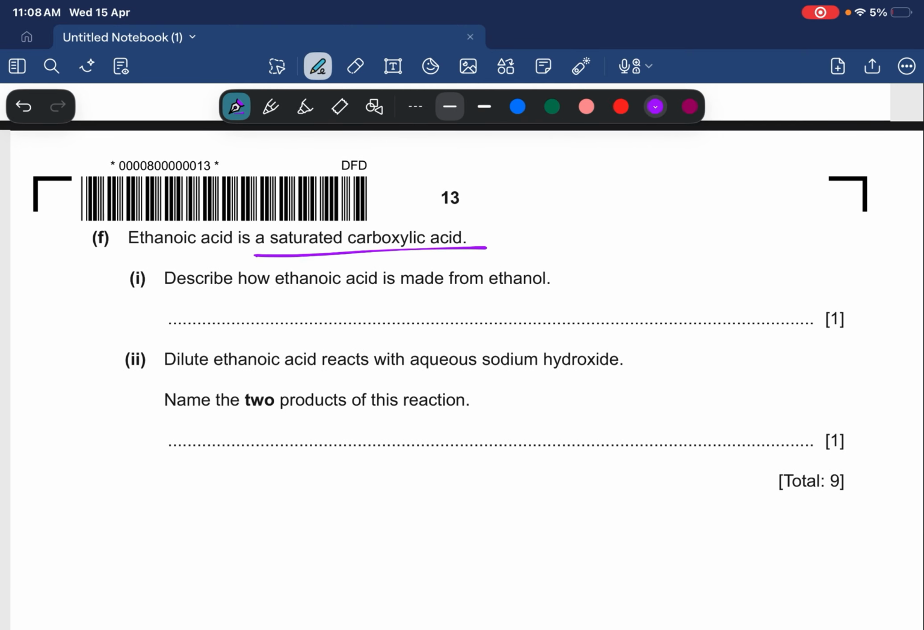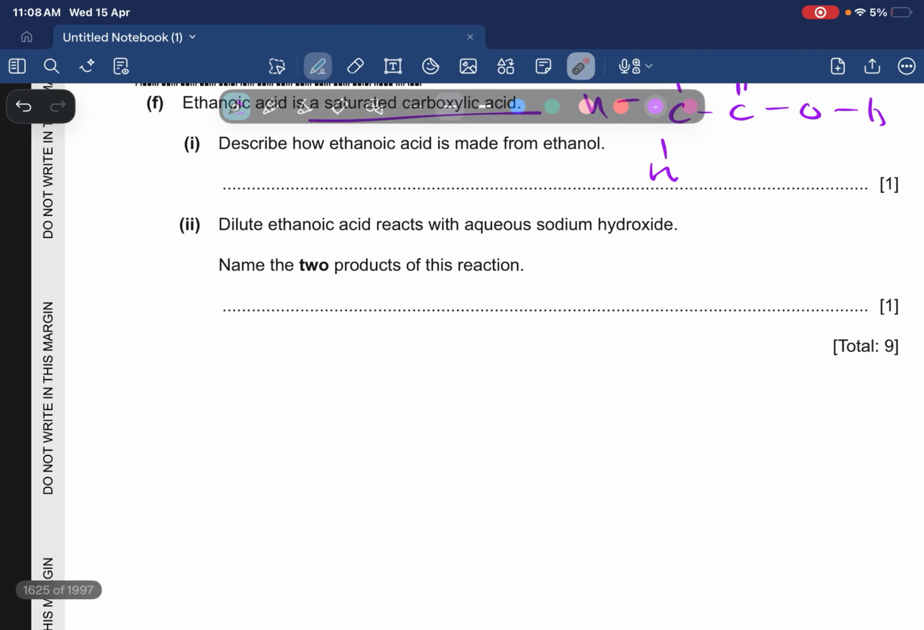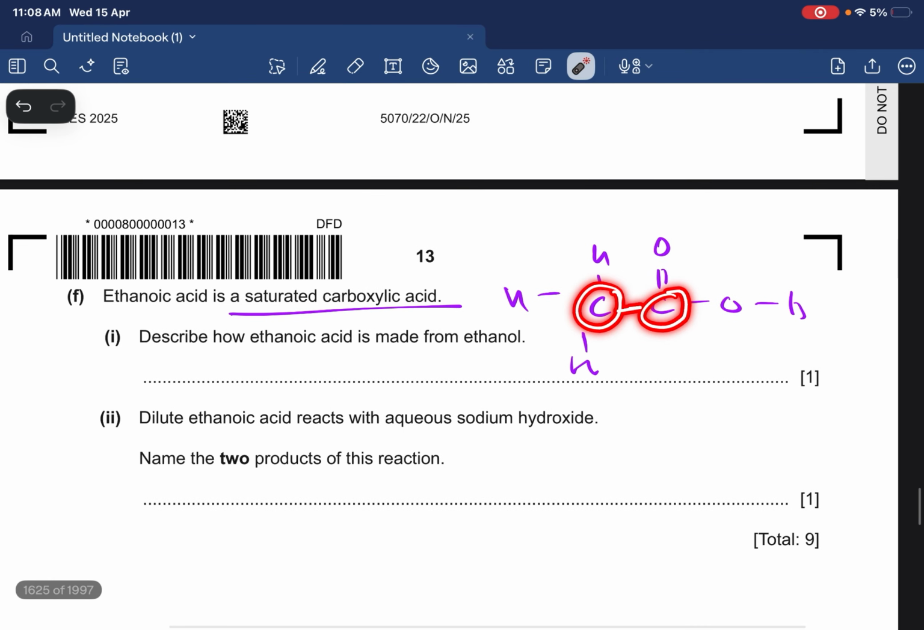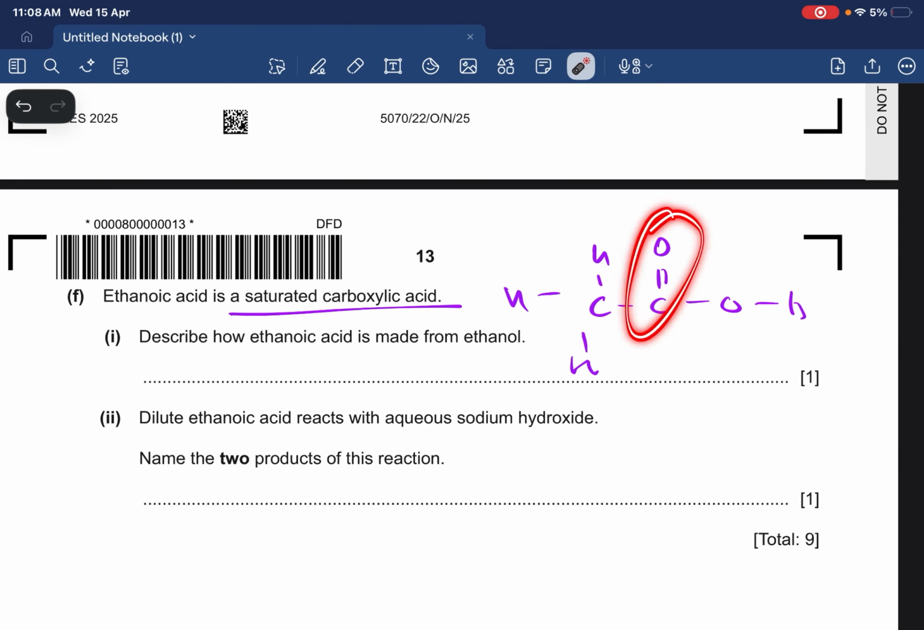Ethanoic acid is saturated. Saturated means all carbon-carbon single bonds. This is ethanoic acid. This is saturation. Carbon-carbon single bond is saturation. You might think there's a double bond here, but this is a carbon-oxygen double bond, not a carbon-carbon double bond.